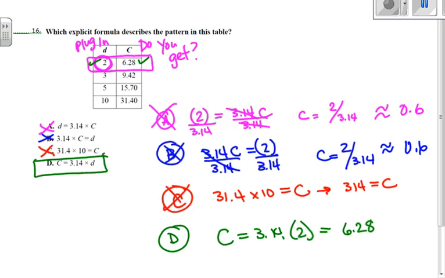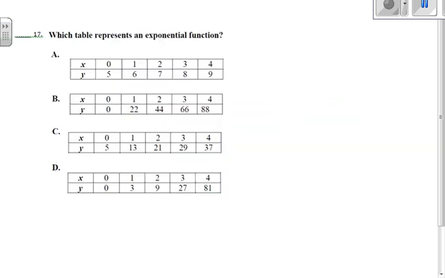Okay, next problem, number 17, which table represents an exponential function? Basically, always subtract first. So this one, 5 to 6, it went up 1. 6 to 7 went up 1. 7 to 8 went up 1. 8 to 9 went up 1. That means that this has a slope of 1. If it's addition, then it's linear. Okay? Constant first difference means linear.